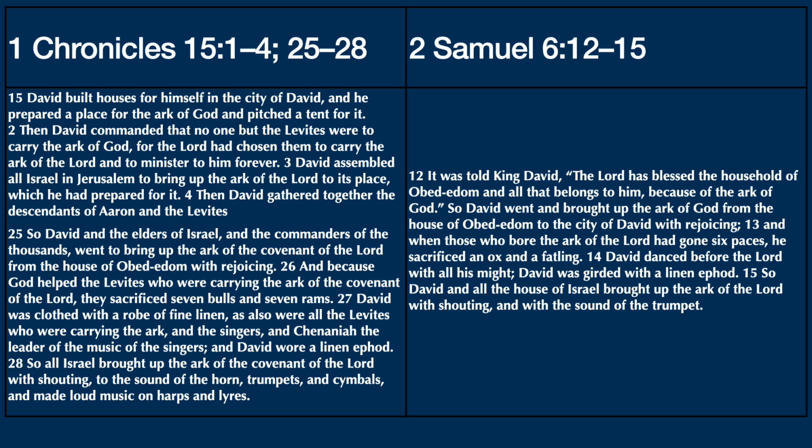And because God helped the Levites who were carrying the ark of the covenant of the Lord, they sacrificed 7 bulls and 7 rams. David was clothed with a robe of fine linen, as also were all the Levites who were carrying the ark, and the singers, and Chenaniah, the leader of the music of the singers. And David wore a linen ephod.